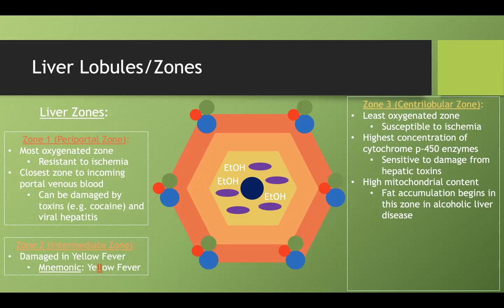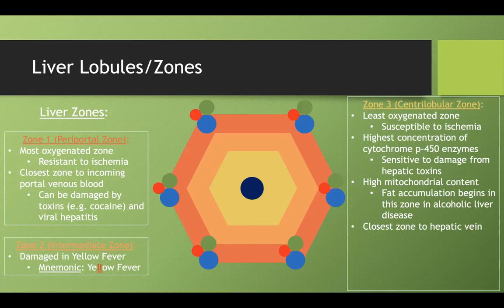So if you imagine these purple things are our mitochondria and we have a lot of alcohol in our system, what can happen is that these mitochondria can die off and fat can start to deposit. And when we discuss alcoholic liver disease, I'll mention again that the fatty deposition typically occurs in zone 3 here, the centrilobular zone.